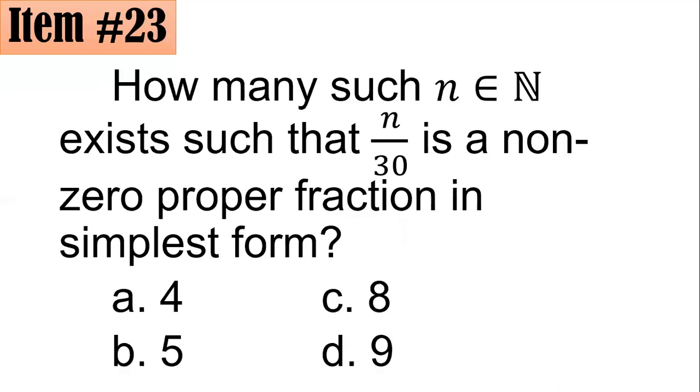23. How many such n, element of natural numbers, exist such that n over 30 is a non-zero proper fraction in simplest form? Are there 4 of them, 5, 8, or 9? So this means that n and 30 should be relatively prime. And when I say relatively prime, their GCF should be 1, so that it would be in simplest form.